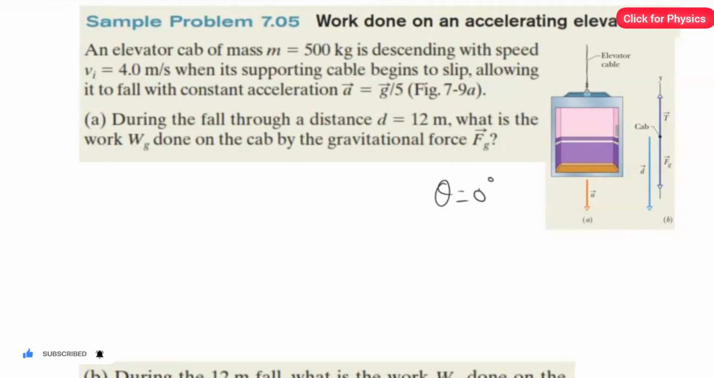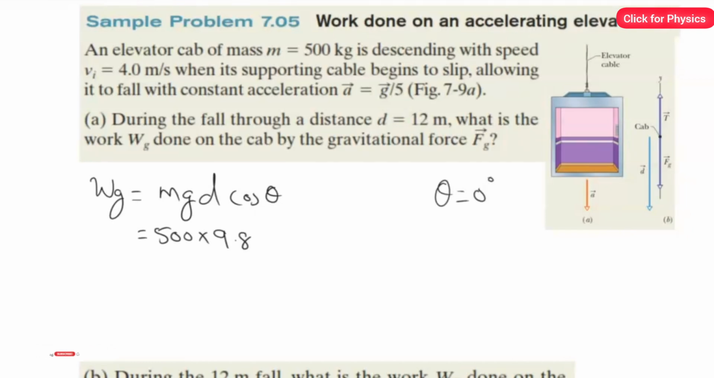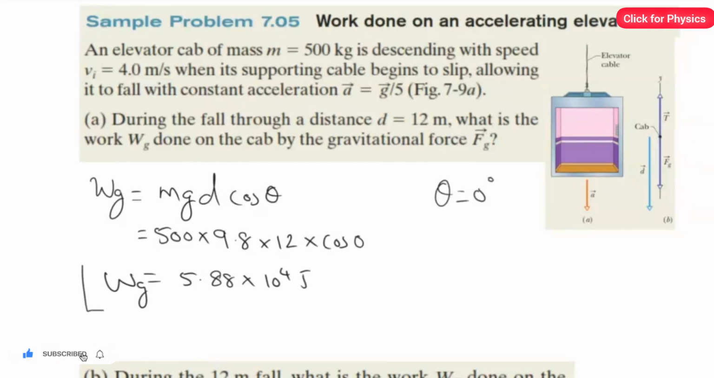Now we have to use the formula for the work done by gravity. Work done by gravity is given by the rule mgd cosine of theta. The mass of this elevator is 500 kilogram, multiplied by 9.8, multiplied by the displacement 12 meter, and cosine of 0 becomes 1. When you multiply, we get 5.88 multiplied by 10 power 4 joules. So that is the answer for the first part: work done by gravity is equal to 5.88 times 10 power 4 joules.